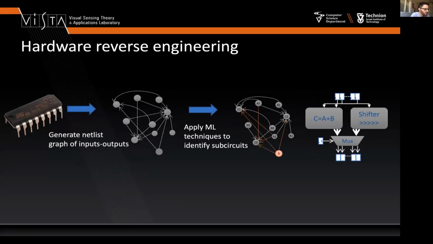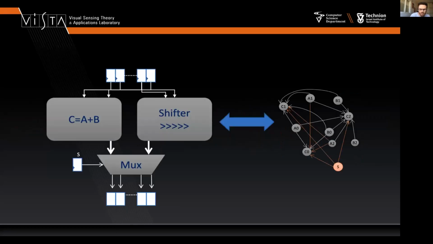Okay, so the assumption is that I have some library that has a lot of components in it, and I can try to find which component from this library is actually appearing in my circuit. Okay, so again, you have some circuit, and there is a representation of this circuit as a directed graph, as a netlist.